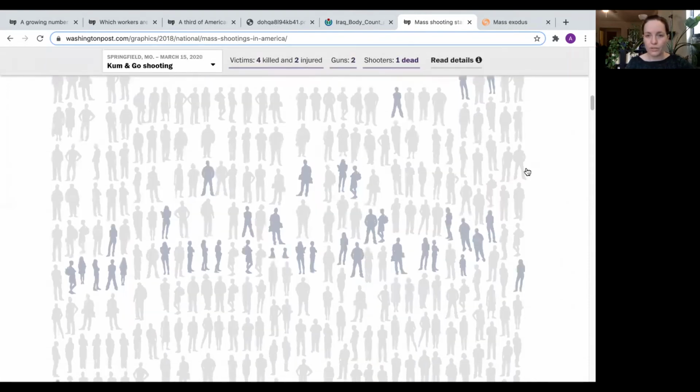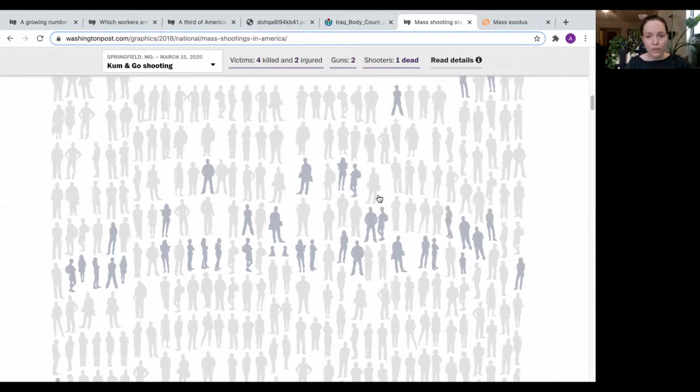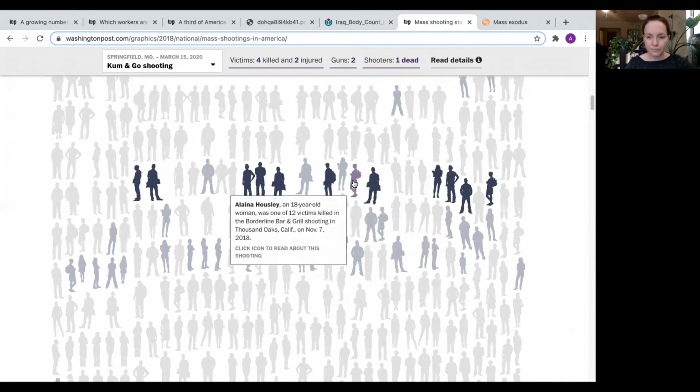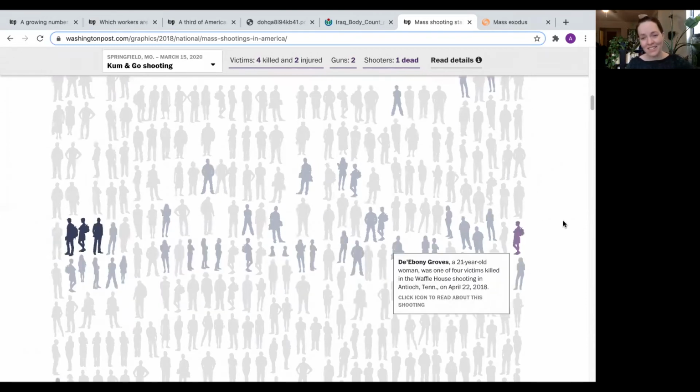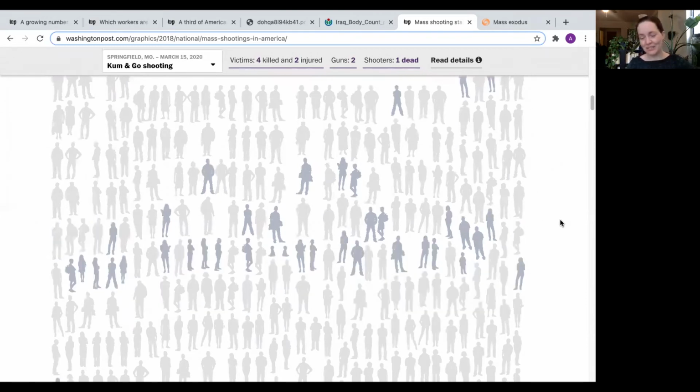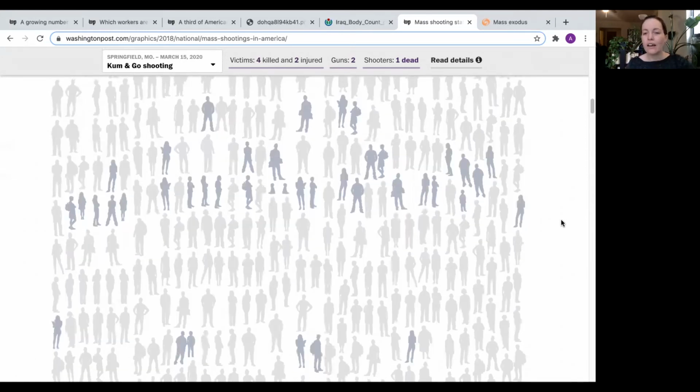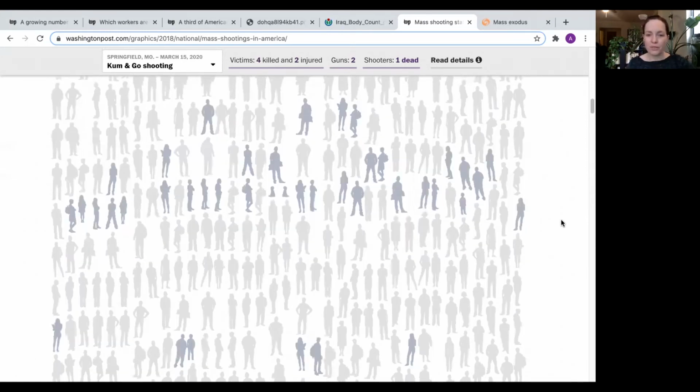These darker ones are young people. So this is an 18-year-old. This is a 5-year-old. I find this to be very effective, emotionally speaking, which is why my voice is breaking a little bit as I show this. So this is an example of sort of digital art and visualization that utilizes icon charts.